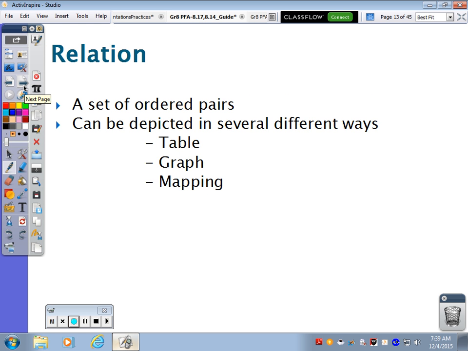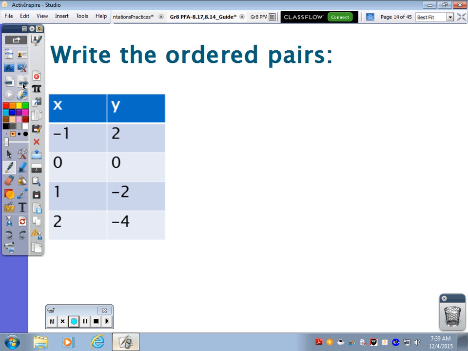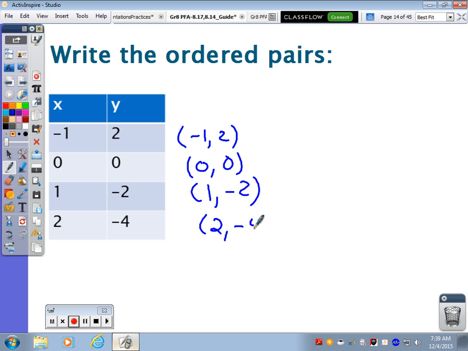So a relation is a set of ordered pairs. A relation can be represented 4 different ways: by ordered pairs, table, graph, and mapping. So when you're given a table, the way you write the ordered pairs from the table is pretty straightforward. -1, 2, 0, 0, 1, -2, and then 2, -4.